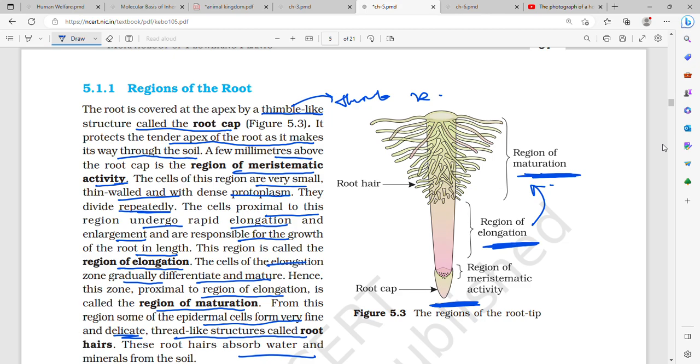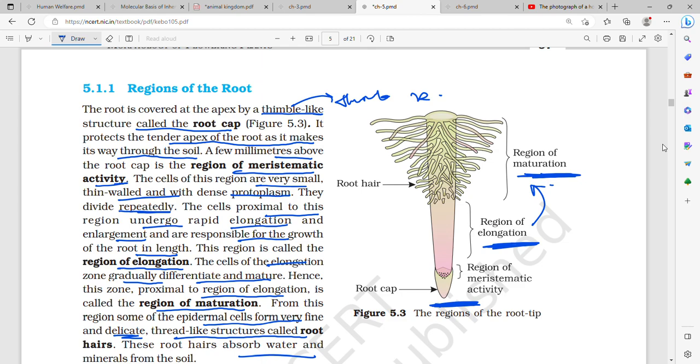It is thin-walled and it has dense protoplasm, and the meristematic cells in the region of meristematic activity divide rapidly and repeatedly. The cells which are proximal to the region of meristematic activity, that is the region of elongation, in which the continuously dividing cells enlarge and elongate, and the region of elongation is responsible for the growth of the root in terms of length.